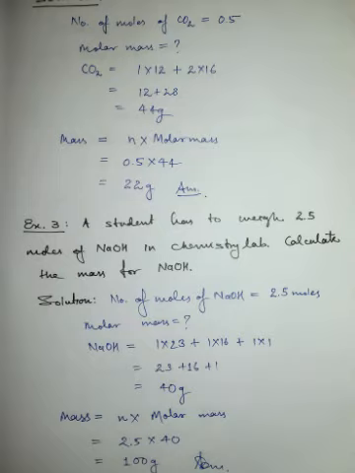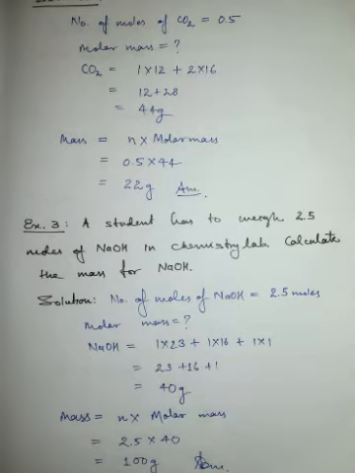Now we again use the formula: mass is equal to number of moles into molar mass. The number of moles is 0.5 and molar mass is 44. If you multiply 44 into 0.5, it will be 22 gram, which is just half. So 22 gram is equal to 0.5 moles of carbon dioxide.